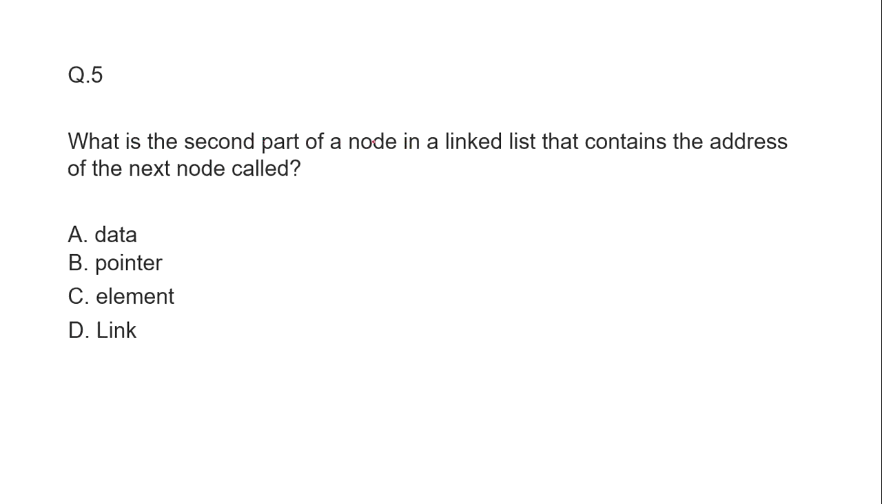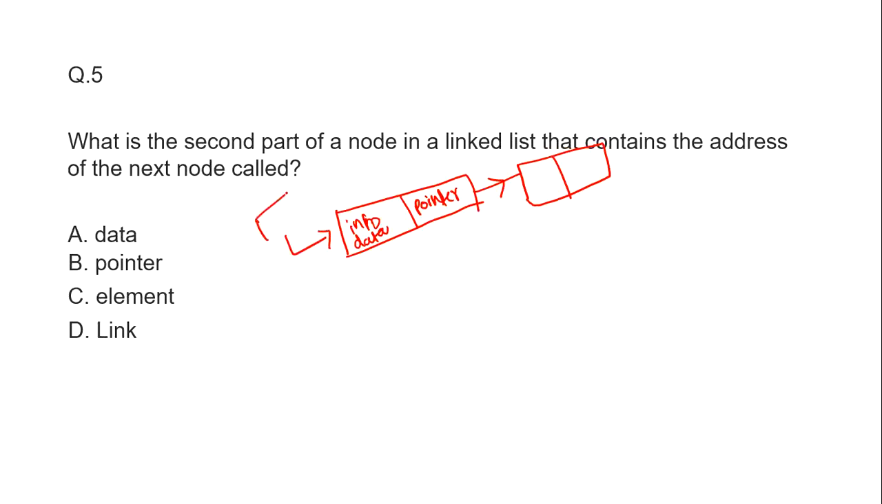What is the second part of a node in a linked list called that contains the address of the next node, right? So what a linked list looks like. Suppose this is our linked list. The first part is known as the info part or data, and the next one is a pointer. What this pointer does, it points to the next node. So it is pointing to another node. Suppose this is our head, and if this is our last node, it will point to null, right?